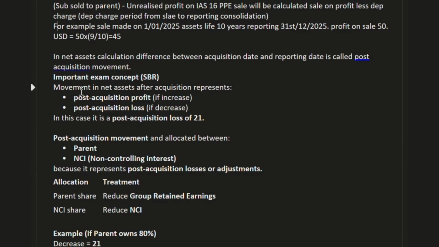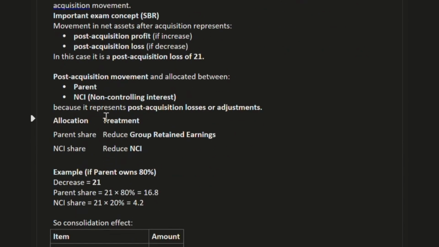Post-acquisition movement is allocated between parent and NCI. Before that we need to check it. Movement in net assets after acquisition represents post-acquisition profit if it increases, and post-acquisition loss if it decreases. In this case, post-acquisition loss is 21. It is allocated between parent and NCI because it represents post-acquisition loss or adjustment. Allocation and treatment: parent share reduces group retained earnings, and NCI share reduces NCI. So in the pre-populated sheet, we just need to reduce group retained earnings, and for the NCI, we just need to remove that percentage of loss.